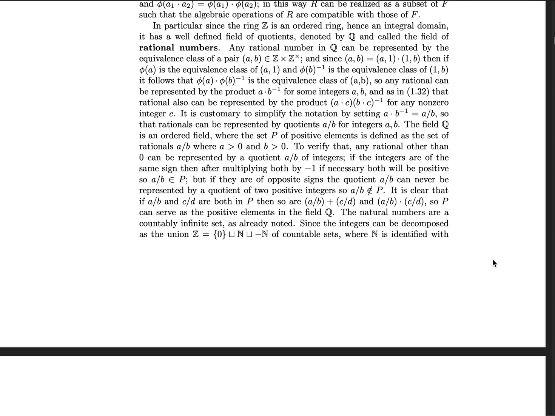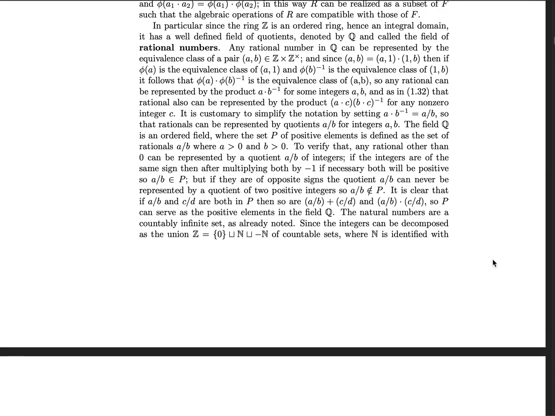Then if we have that phi of a is the equivalence class of (a, 1) and phi of b inverse is the equivalence class of (1, b), remembering that we have a homomorphism here, so inverses are respected, it follows that phi a times phi b inverse is the equivalence class of (a, b). So any rational can be represented by the product a times b inverse for some integers a, b. We can also note that since we have scale invariance, we can represent it as the product of a times c times b times c inverse for any non-zero integer c.